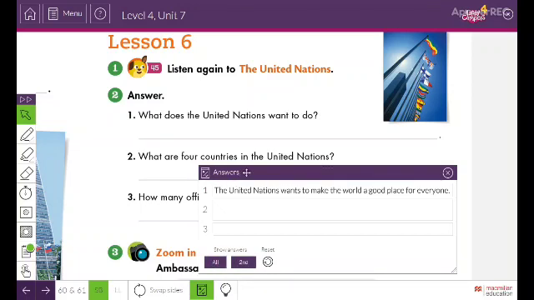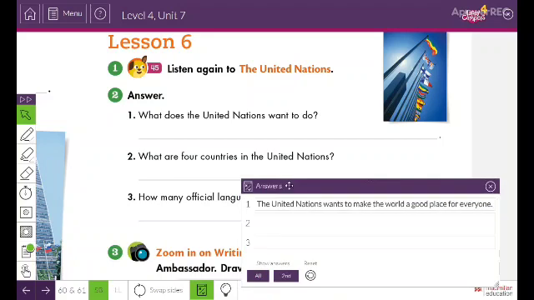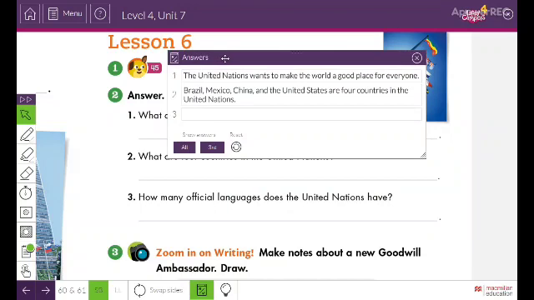Number 2, what are 4 countries in the United Nations? There are Brazil, Mexico, China, and the United States. Yeah, there are 4 countries in the United Nations. Remember how many official languages are there? There are 6 official languages used by the United Nations. They only have 6, remember? Okay, finished? Please write the answer in your happy campers book.